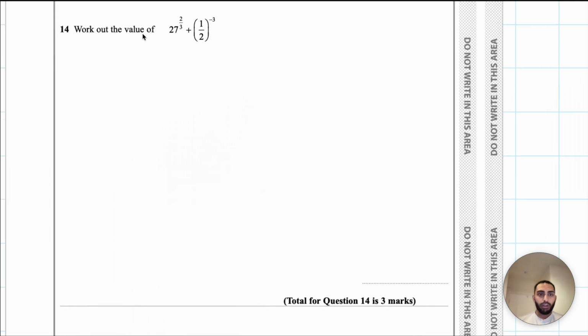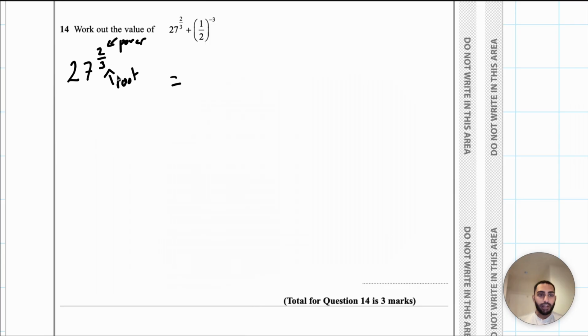Question 14. Work out the value of 27 to the power of 2 over 3 plus a half to the power of negative 3. Let's concentrate on each of these separately. So I'm going to do 27 to the power of 2 over 3. Whenever I've got fractions as indices, the bottom number, my denominator, is the root, and the top number is my power. So that's my root, that's my power.